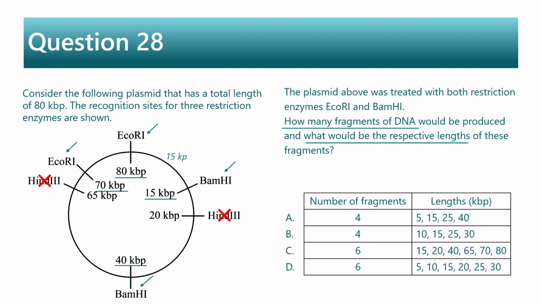Now, let's calculate the length of each fragment by finding the distance between consecutive cuts. From 0 kbp to 15 kbp equals 15 kbp. From 15 kbp to 40 kbp equals 25 kbp. From 40 kbp to 70 kbp equals 30 kbp. From 70 kbp back to 80 kbp equals 10 kbp. Arranging these from smallest to largest gives us fragment lengths of 10, 15, 25, and 30 kbp. The correct answer is B. Let's move on to the next question.